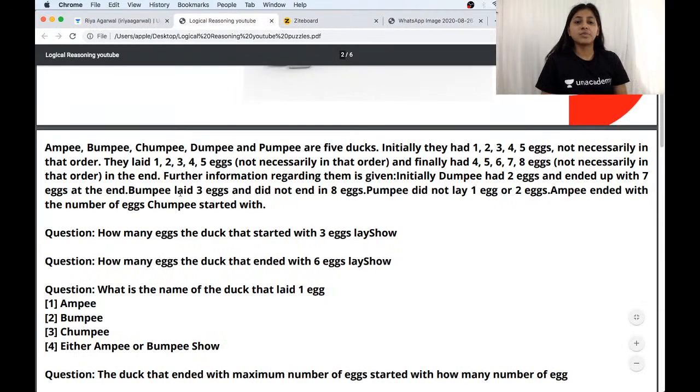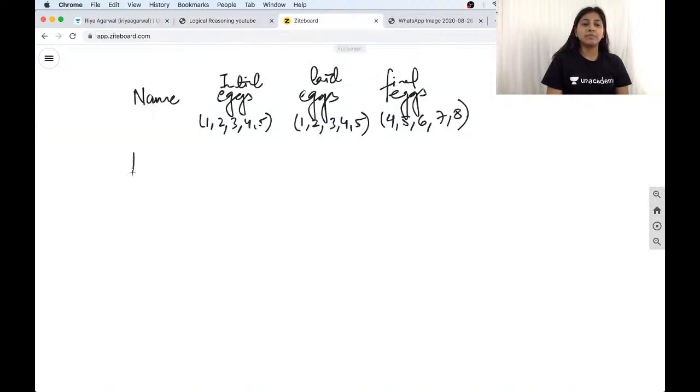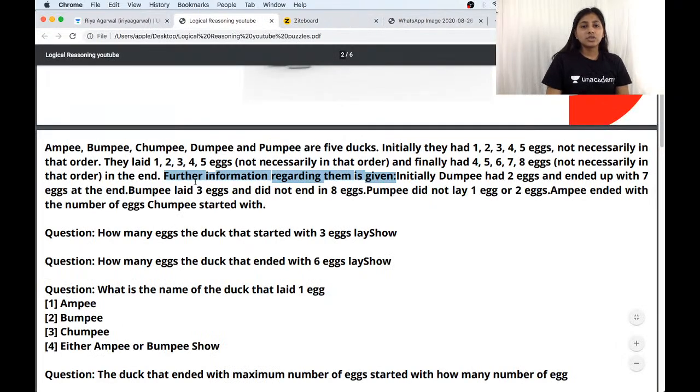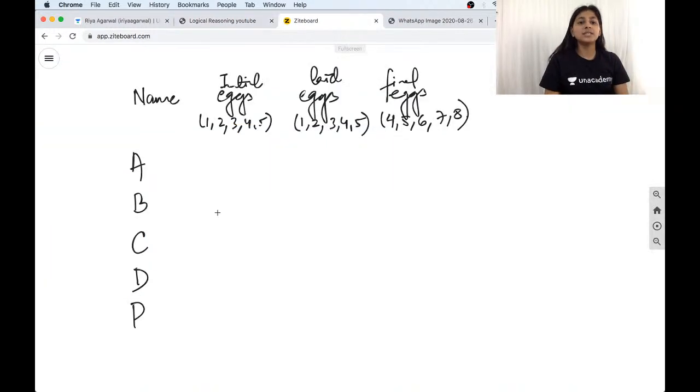So let's look at the other clues that are provided. Further information is: initially Dumpy had 2 eggs and ended up with 7. Okay, so they have given us a direct clue. Let's write the names A, B, C, D and P. Initially D had 2 eggs, and final eggs with Dumpy were 7, which means how many eggs were laid by Dumpy? It will have to be 5. So 5 is gone from here, 2 is gone, 7 is gone.